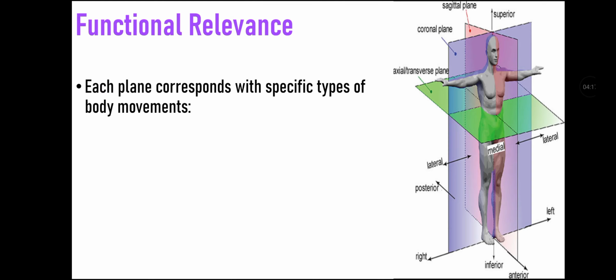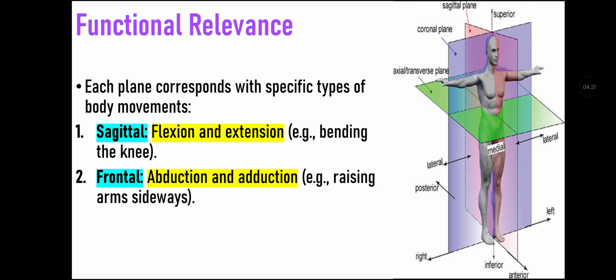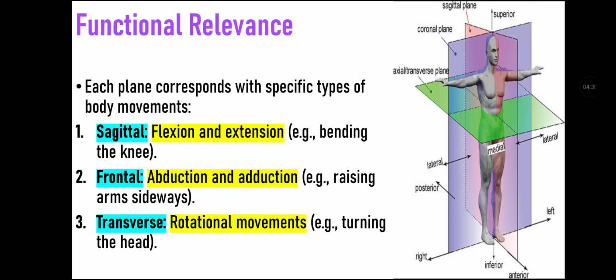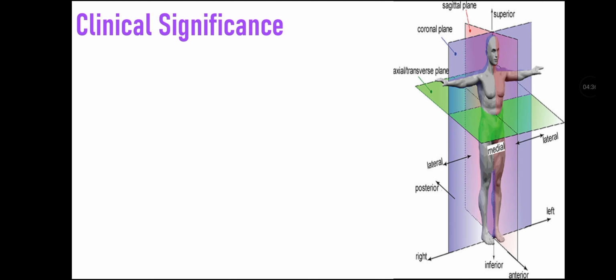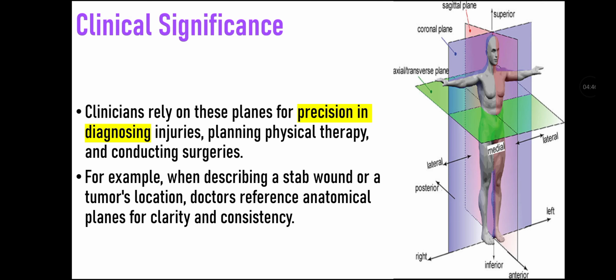Now let's talk about the functional significance of these anatomical planes. Each plane corresponds with specific types of movements. For example, the sagittal plane corresponds with flexion and extension movements, the frontal plane corresponds with abduction and adduction movements, and the transverse plane corresponds with the rotational movements of the body. Now let's talk about the clinical significance of these anatomical planes. Clinicians rely on these planes for precision in diagnosing injuries, planning physical therapies, and conducting surgeries. For example, when describing a stab wound or a tumor location, the doctor refers to the anatomical plane for clarity and consistency.